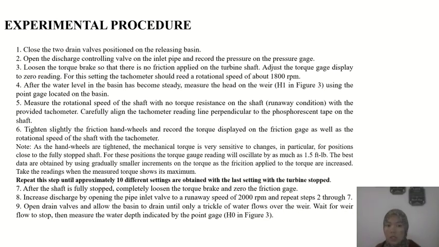Then increase the discharge by opening the pipe inlet valve to a runaway speed of 2000 rpm and repeat steps 2 through 7. Then lastly, open the drain valves and allow the basin to drain until only a trickle of water flows over the weir. Wait for the weir flow to stop, then measure the water depth indicated by the point gauge.